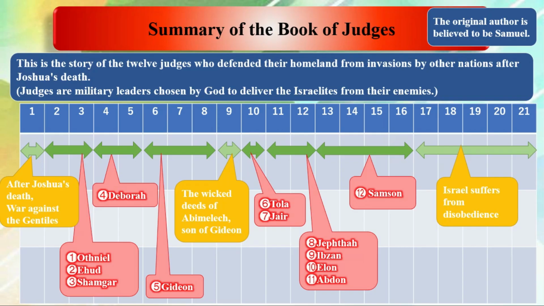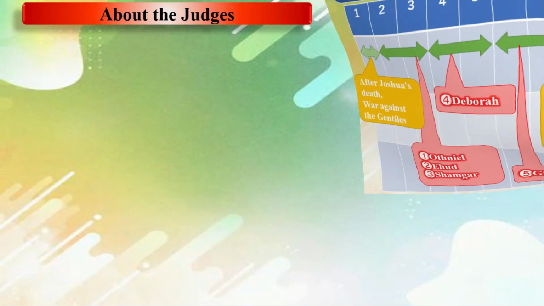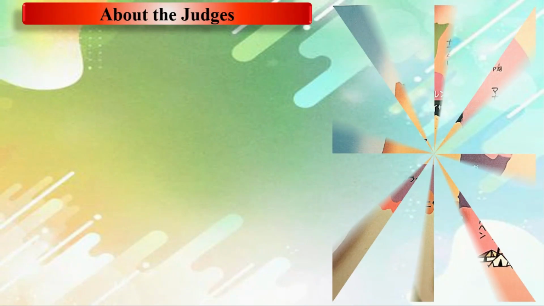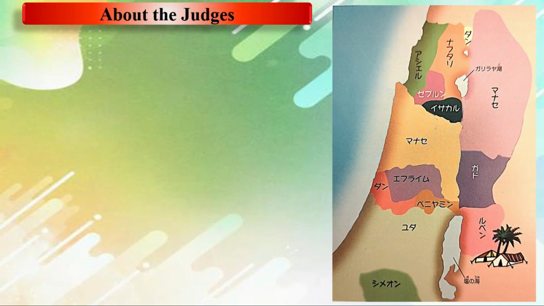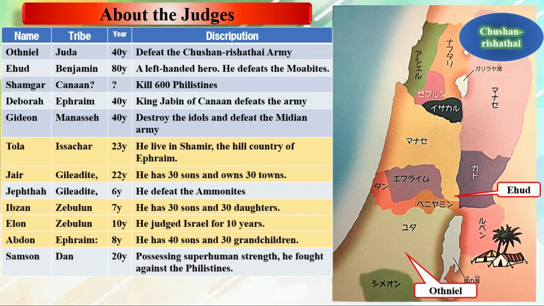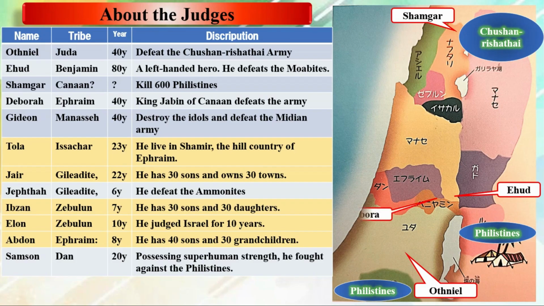Now, let's take a look at the 12 judges. About the judges. Let's take a look at them in order. Othniel defeated the Cheshon-Rishathai army. Ehud, a left-handed hero, defeated the Moabites. Shamgar killed 600 Philistines. Deborah defeated the army of King Jabin of Canaan.